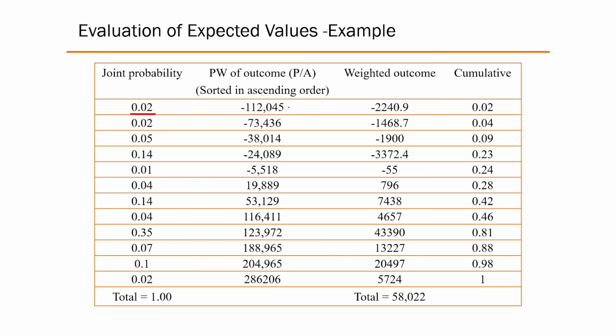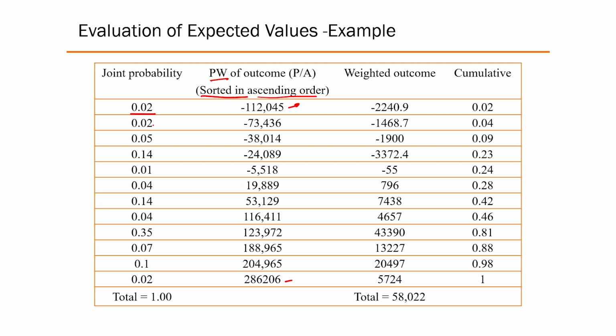And the corresponding present worth of the corresponding value. But in addition to that, one more thing I have done is sort these present worths in ascending order. So the most negative value is on the top, and then the most positive value is kept at the bottom. I have sorted this table with respect to the PW of outcome from negative to increasingly positive.